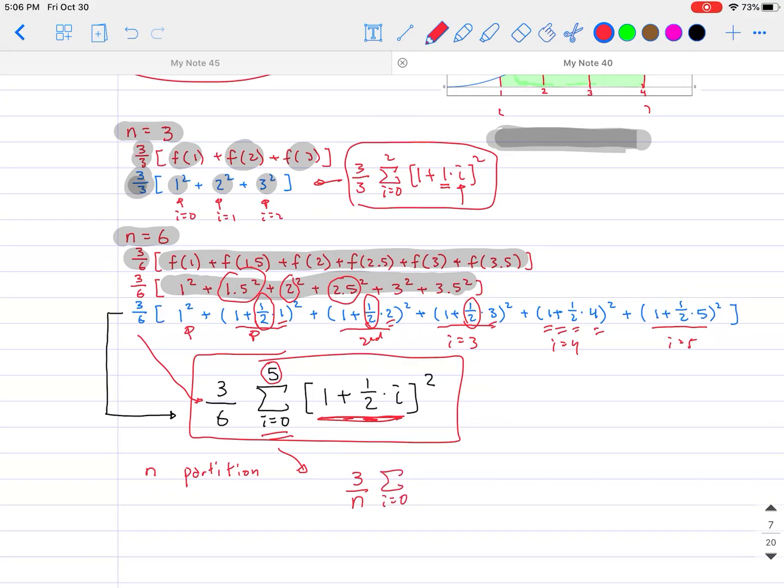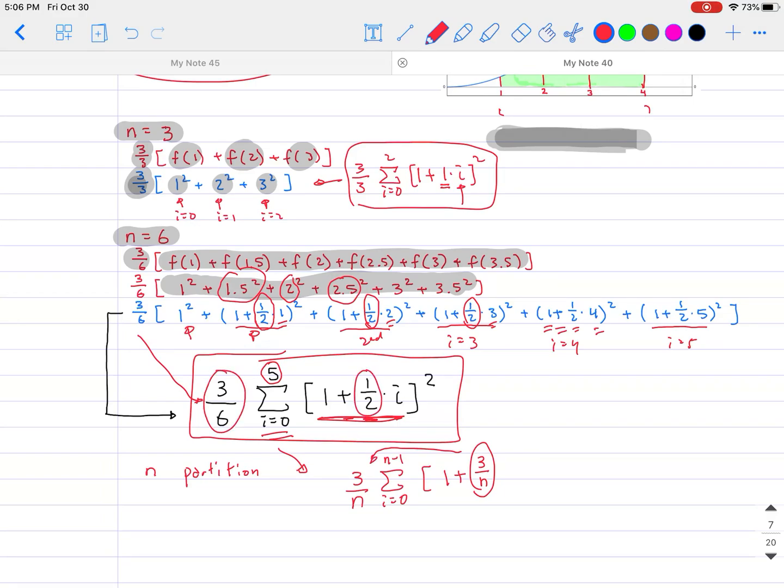You're going to have 3 divided by n, which again, the 3 is because that's the length of the base from 1 to 4, multiplied by the summation of i is equal to 0 all the way to the last one, which is going to be n minus 1, because remember, on the left-hand side is always 1 less than the actual number that you want to end up with.